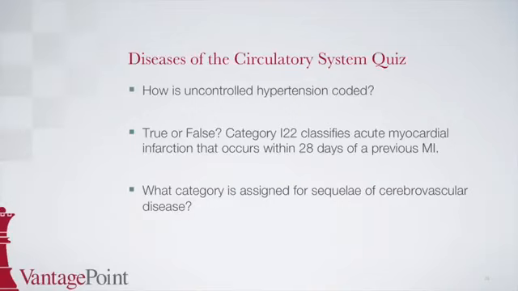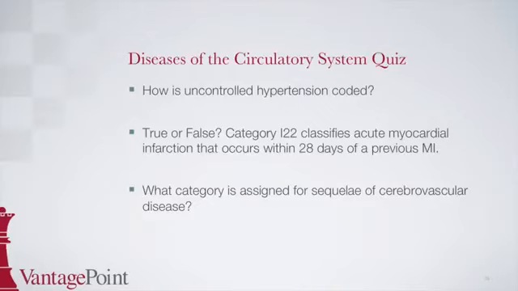The answer to our first question is I-10 for hypertension. Remember that ICD-10 simplified the number of hypertension codes and made a single code whether the hypertension is documented as being controlled or uncontrolled.